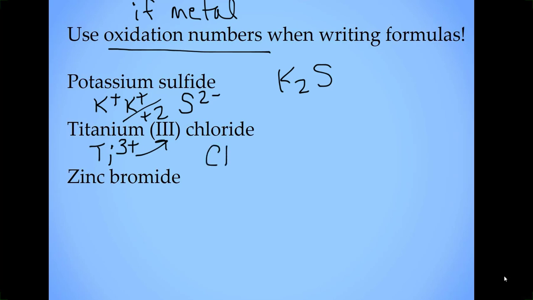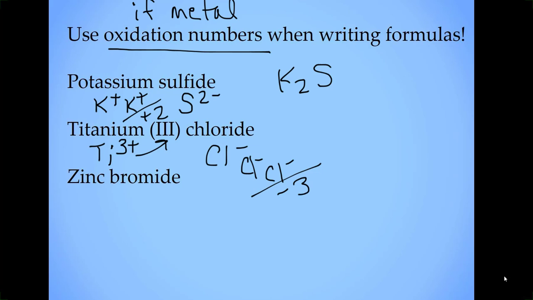So chlorine is a halogen. Halogens have a -1 oxidation number. Can I just put these two together, a +3 and a -1? No, I have to have them cancel out. So I'm going to need 3 chlorines. That gives me a charge of a -3.